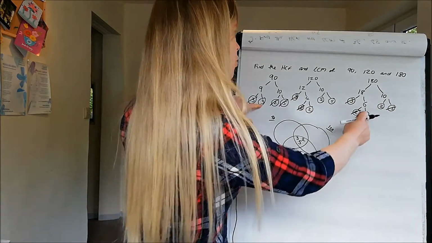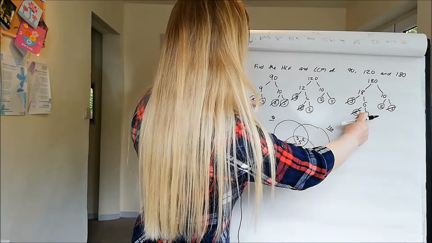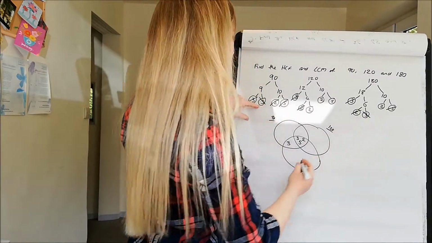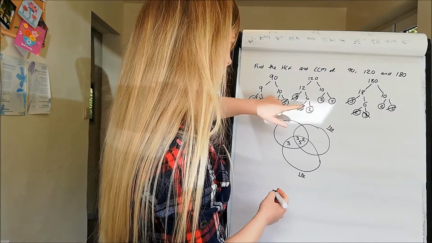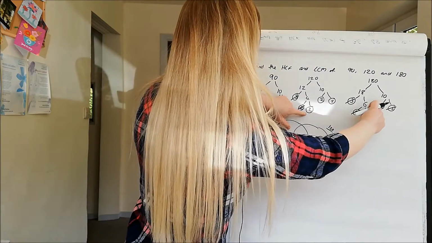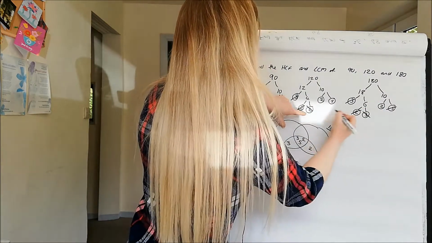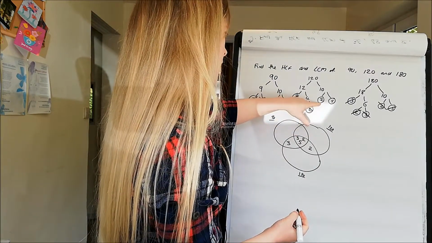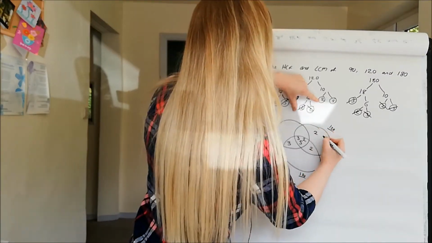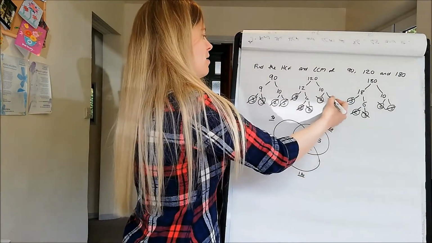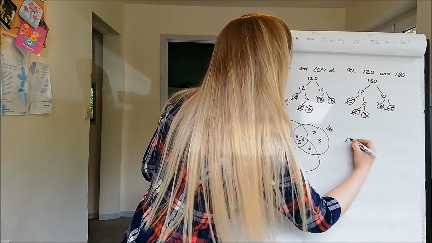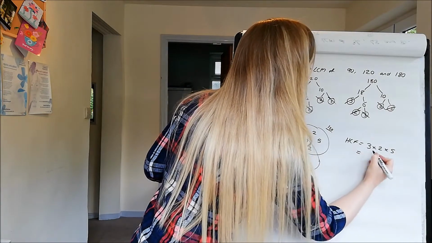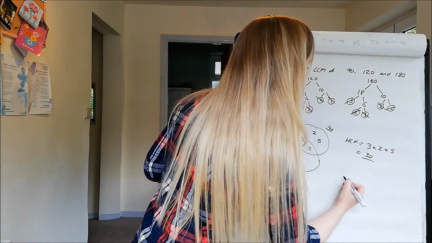Then 90 and 180 both share another 3. So between 90 and 180 in that shared area, I'll put a 3 and cross it off. Then I have a 2 that's shared between 120 and 180, so I'll put that there and cross it off both. And then in the 120 column, I have an extra 2 and an extra 5 that isn't shared with anything. Then my highest common factor is 3 times 2 times 5, which is 6 times 5, which is 30.